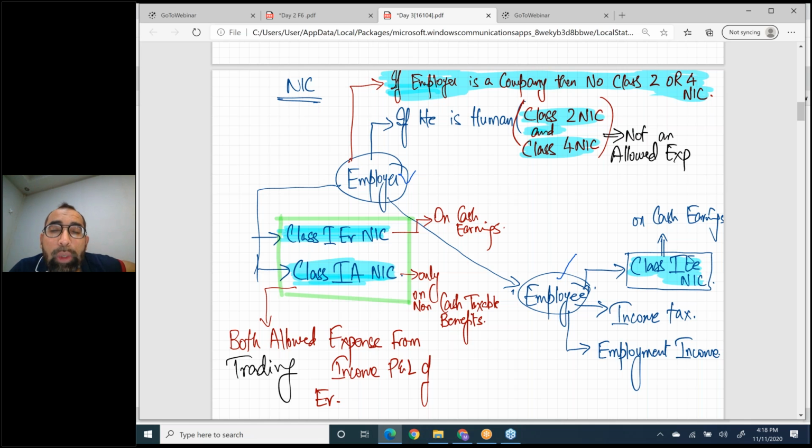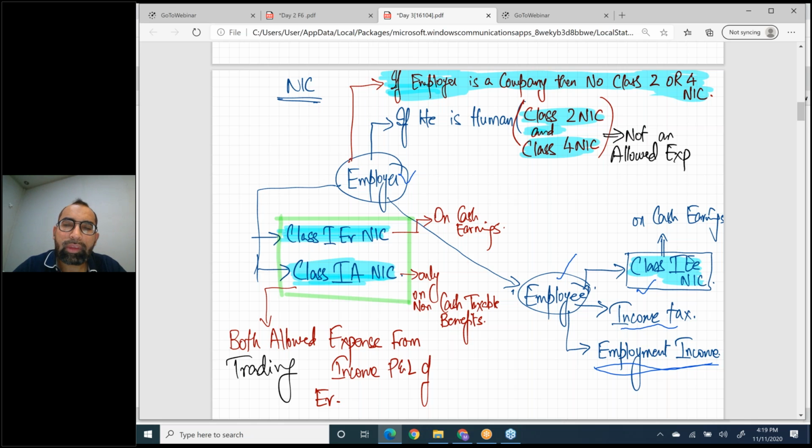Now, in the UK, if you are an employee, you go to the UK and your status is employee, you have to pay two things. Number one, you have to pay class one employee NIC, and you have to pay income tax. And the third thing, if you are treated as an employee in the UK, then employment income rules will apply on your income first.